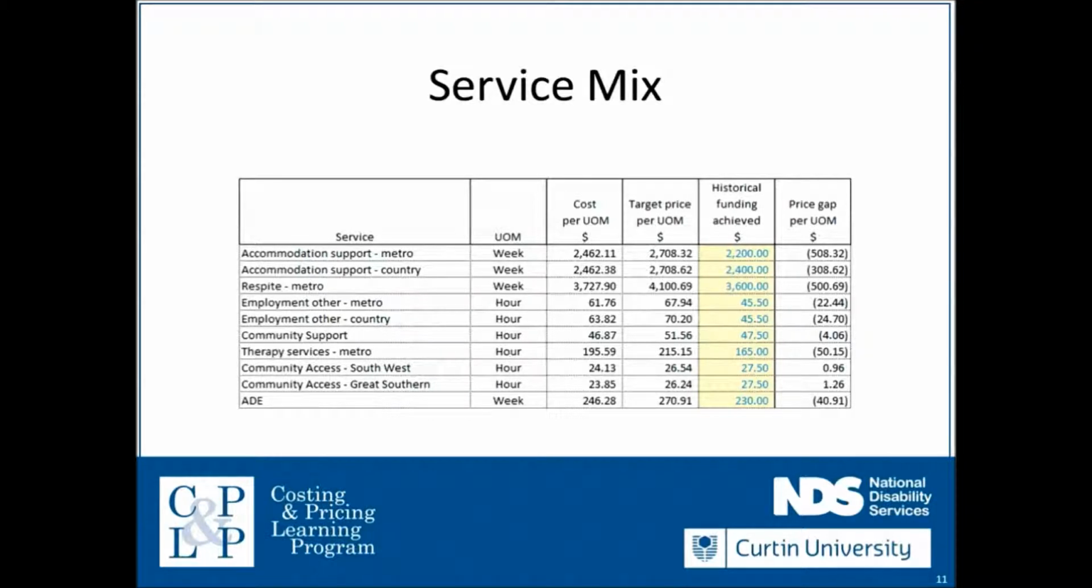And therefore it's really important that you do understand absolutely each level of each service delivery item or each UOM, what the target price gap is, and also how you know what service mix you should provide in order to have financial sustainability at the corporate level.